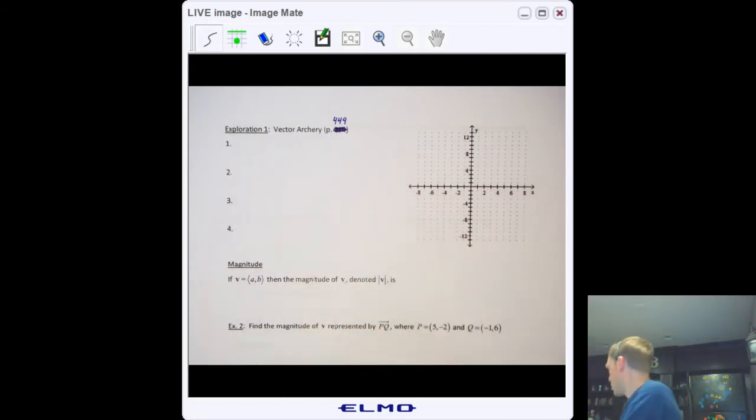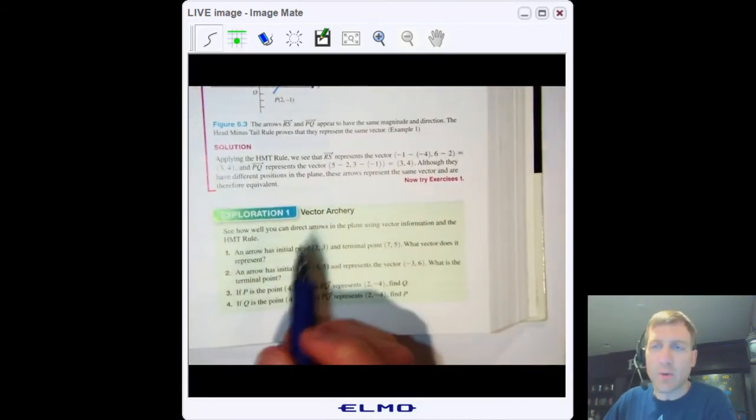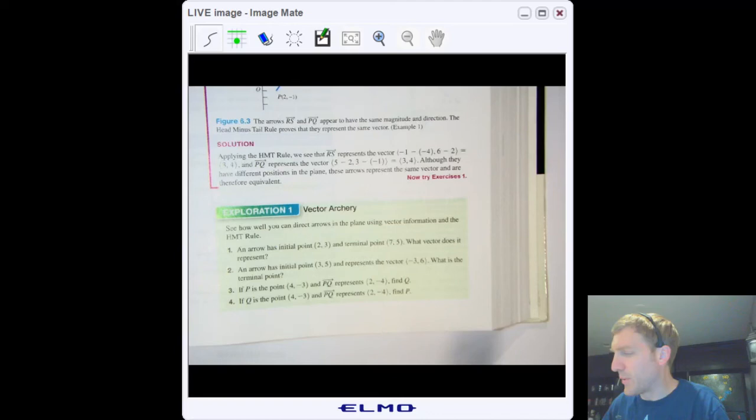Look at exploration 1. They call it vector archery. Get it? It's a joke because it's arrow, so archery. Ha ha ha. Anyways, vector archery.